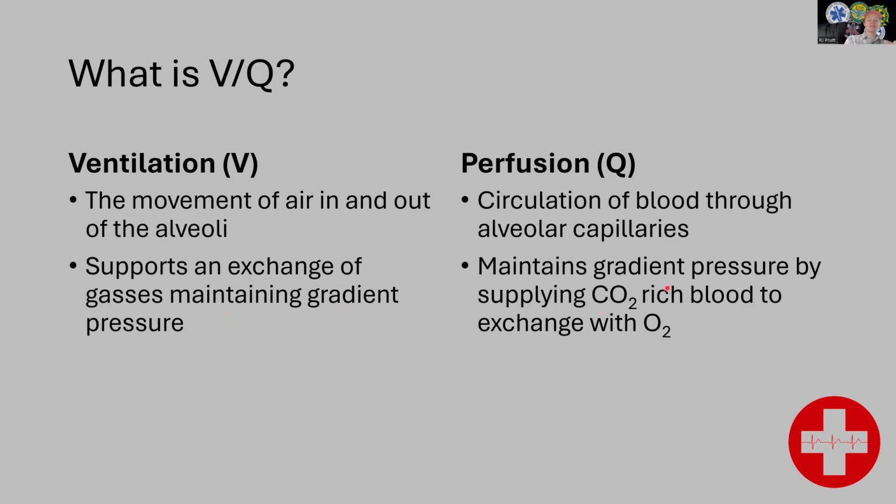Our perfusion maintains that gradient pressure by bringing blood that has a lot of CO2 and not a lot of oxygen. These two both need to be doing their jobs consistently in order to maintain a difference between the alveolar pressures and the capillary pressures. And if one of them's not doing that, then we say we have a VQ mismatch.